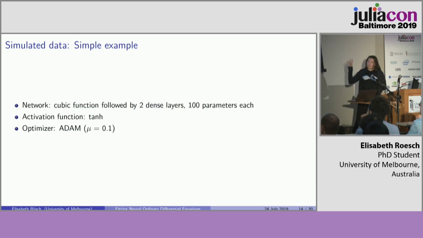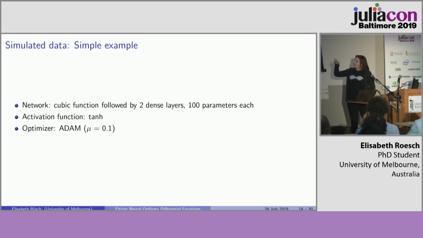And the structure of the neural net that I'm using for this procedure will be the one that you've seen actually in the chain object before. Maybe you recognize it. So you've got the cubic function as the first layer, and then you've got two dense layers with 100 parameters each. As an activation function, I use the hyperbolic tangent, and as an optimizer, I use Adam with a learning rate of 0.1.